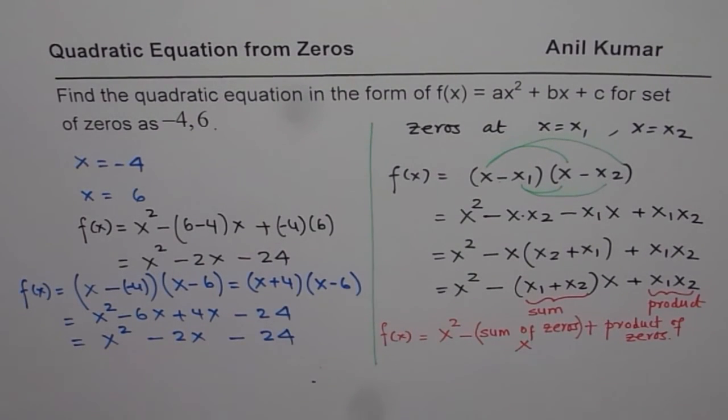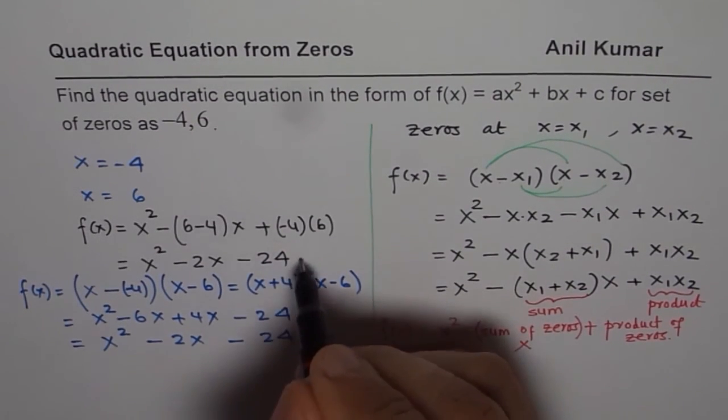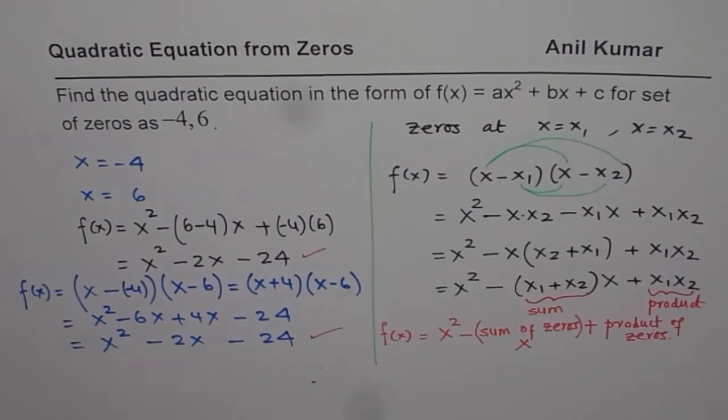You see, we get exactly the same answer, right? So that is the strategy to work with. So you could either way find the equation in standard form from a given set of zeros, right? So that is how you should be doing it.